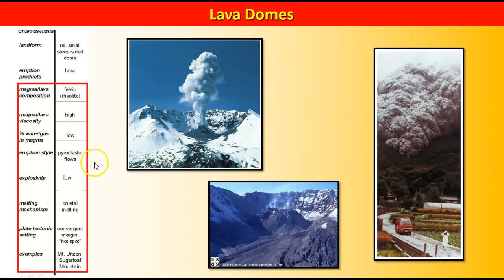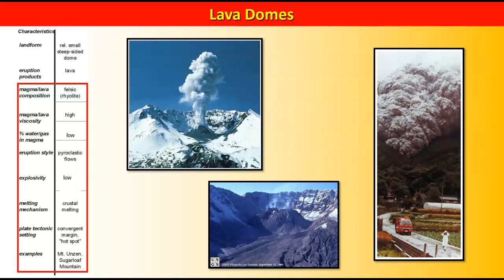What's the hazard here? The hazard is not that it's going to blow up, because the explosivity is kind of low. Why? Because you usually have a low water and gas content. The hazard is that they are unstable. They're so thick and gooey that they form really steep-sided little domes that can collapse on themselves. And then they tumble down the mountainside and form what's called a pyroclastic flow. And of course, that's bad.